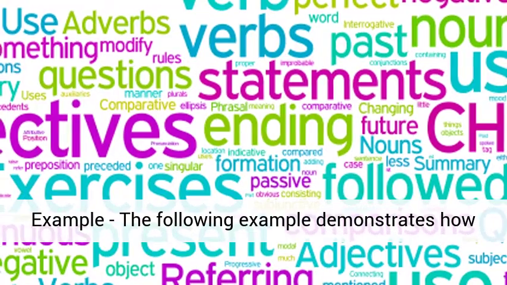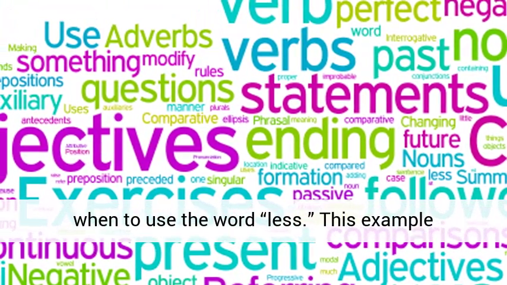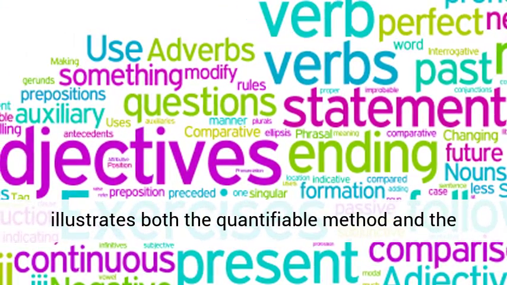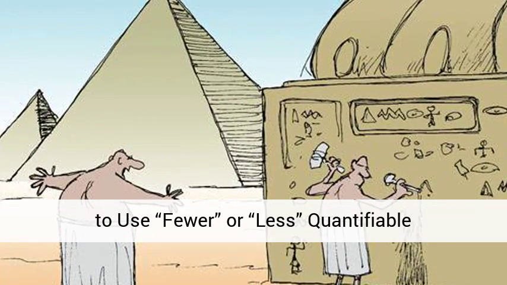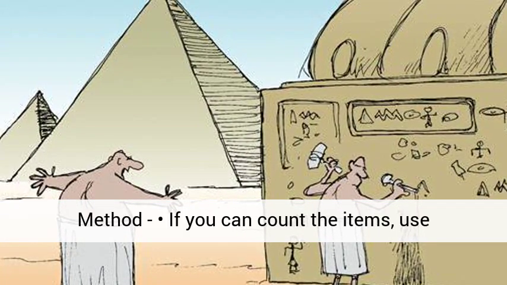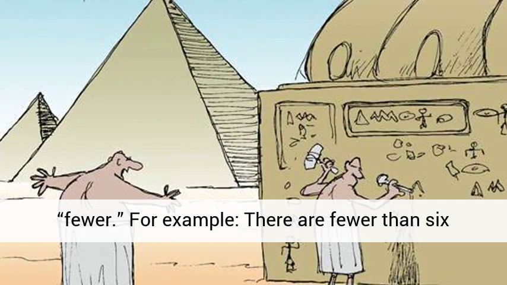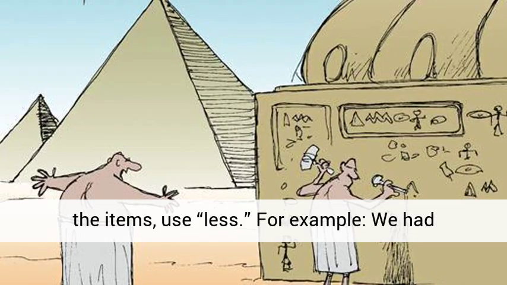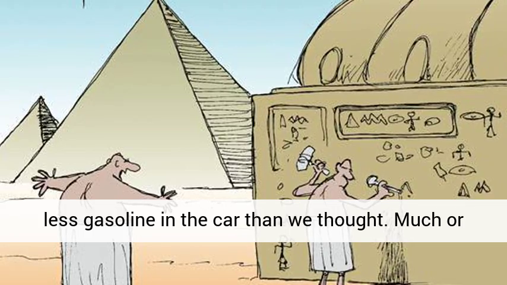Example: the following example demonstrates how to determine when to use the word fewer and when to use the word less. This example illustrates both the quantifiable method and the quirky much or many method. Determining when to use fewer or less. Quantifiable method. If you can count the items, use fewer. For example, there are fewer than 6 cars in the parking lot. If you cannot count the items, use less. For example, we had less gasoline in the car than we thought.